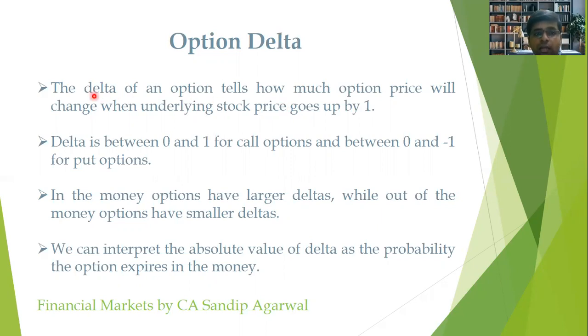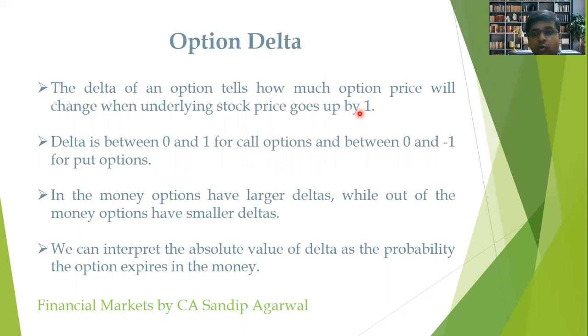Now, the delta of an option tells how much the option price will change when the underlying stock price goes up by 1. It means that if we are buying or selling a call option whose delta is 0.6, the person who has bought the call option, whenever the underlying instrument goes up by 1 rupee, the price of that option will go up by 0.6.